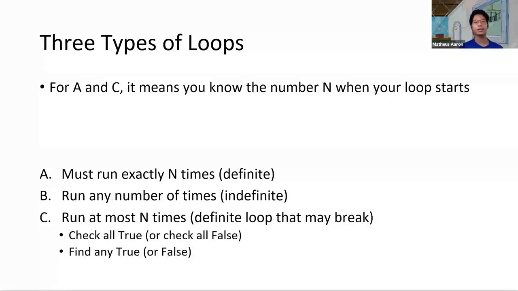Let's go through some examples. First is this example for A and C. It means that you know the number n when your loop starts. So for example, count the number of odd numbers from 1 to 100. You kind of know how many times you need to loop, around 100 times.